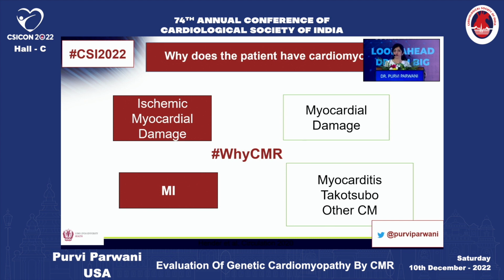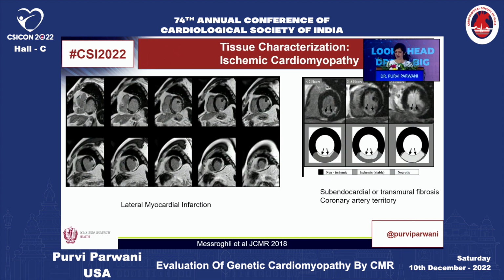So I think what's important with CMR is it has these tissue characteristics for ischemic cardiomyopathy or ischemic myocardial damage, and then non-ischemic myocardial damage. So I'm going to show you some cases where that is apparent.